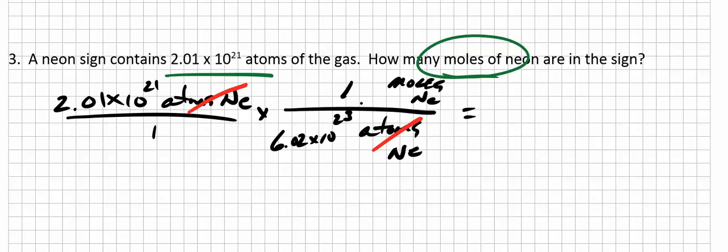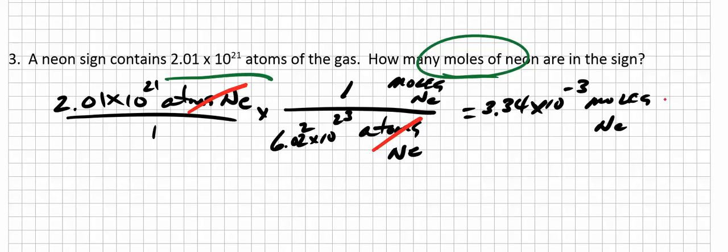So 2.01 times 10 to the 21st divided by 6.022 times 10 to the 23rd will tell me the number of moles of neon. And I get this number, 3.34 times 10 to the -3 moles of neon. That's to the correct significant digits, so I'll make that my final answer.